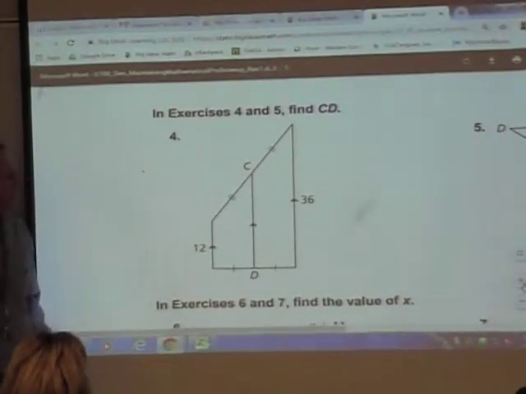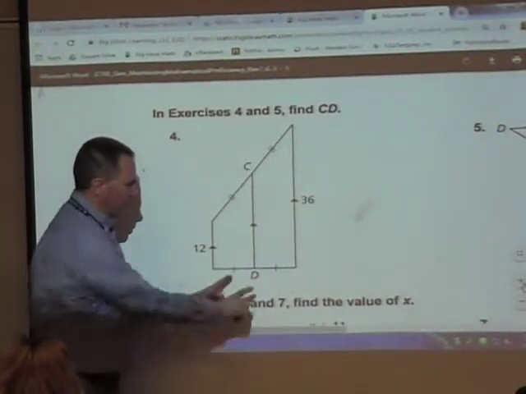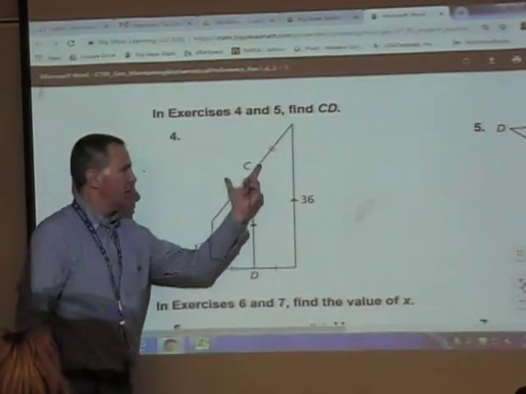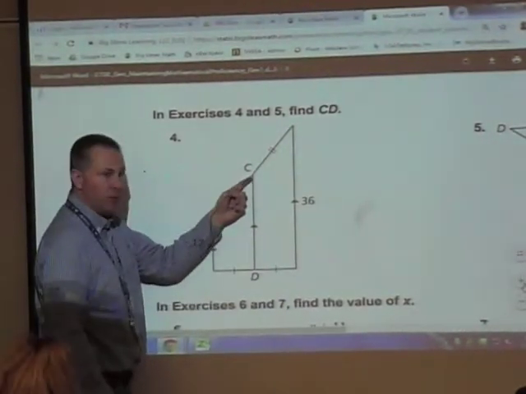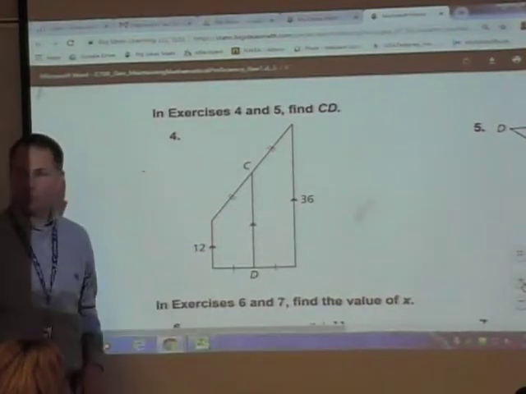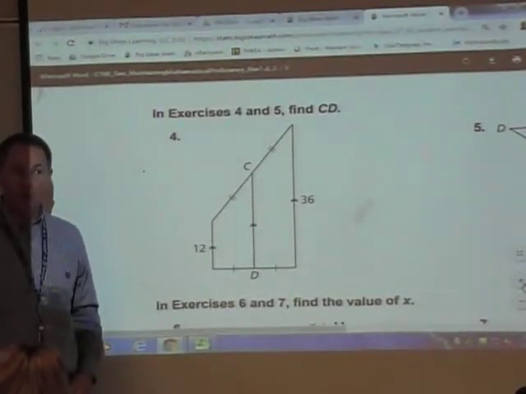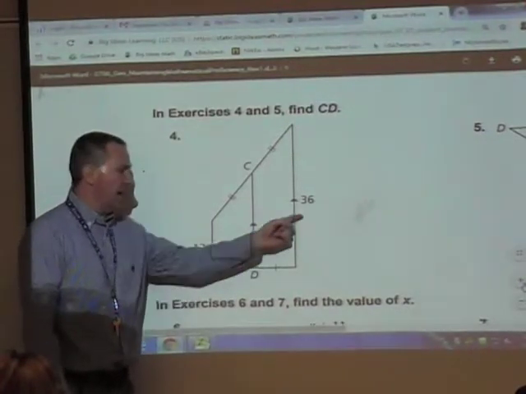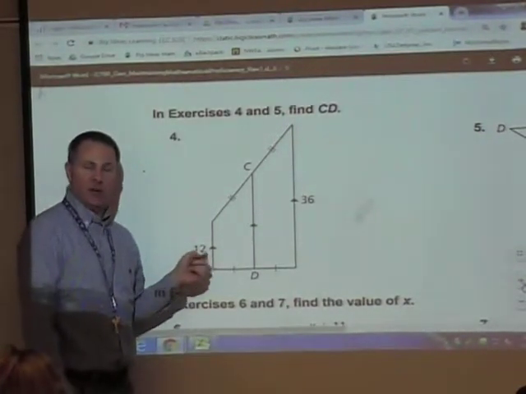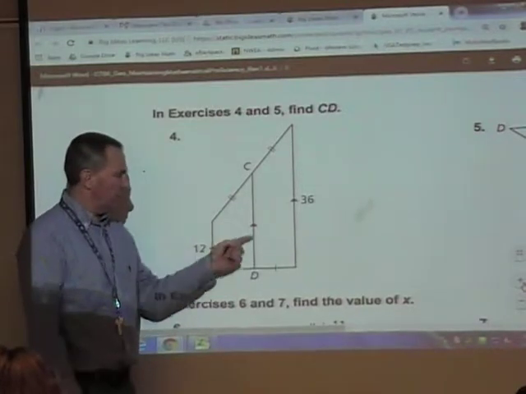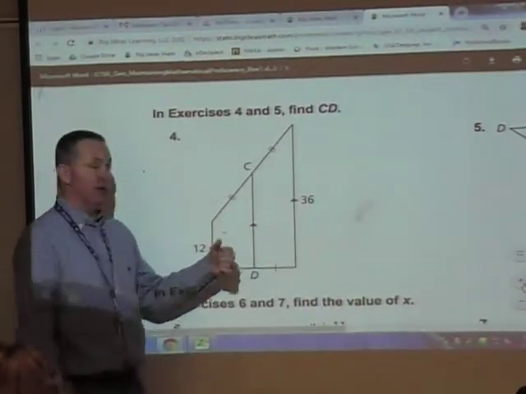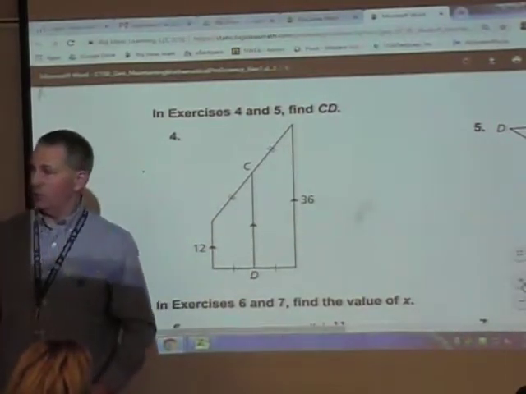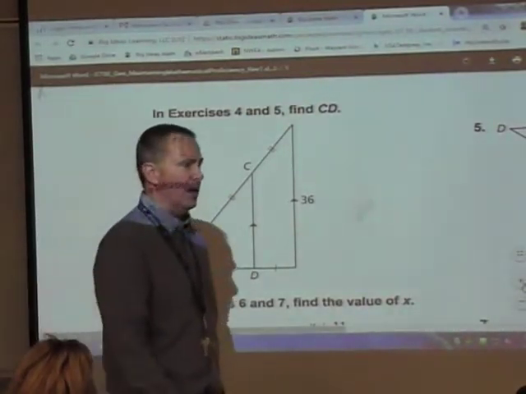All right. Let's go down to number 4 here. Mid-segment. Find CD. This is a mid-segment. Notice these 2 pieces are congruent. And these 2 pieces are congruent. That means this is a midpoint, and that's a midpoint. This is a mid-segment, just like in a triangle. Here's your formula you got to have. Your bases added together, divided by 2, equals this mid-segment. So 12, you can write it down, 12 plus 36, all of that divided by 2.